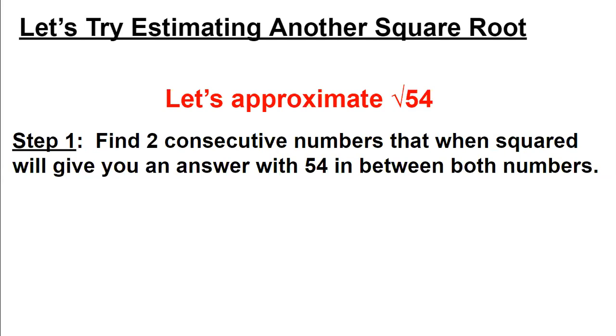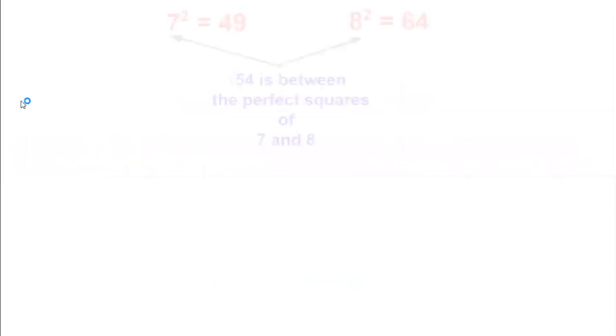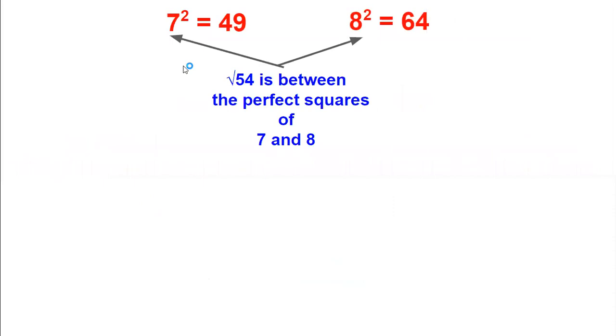Which one is 54 in between? Well, 7 squared was 49, and 8 squared was 64. And square root of 54 is in between the perfect squares of 7 and 8. So step 1 is to find that lower limit and that upper limit. Now we found a spot. So this is just drawing what we had on the previous page, showing that the square root of 54 is going to be between 49 and 64, or between 7 and 8.